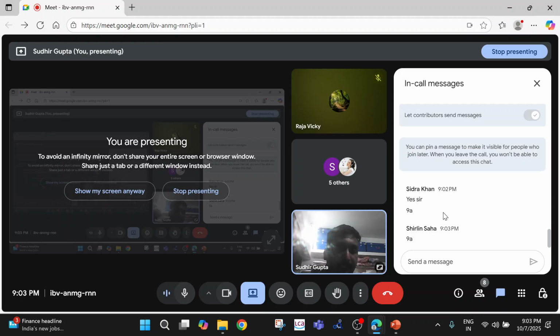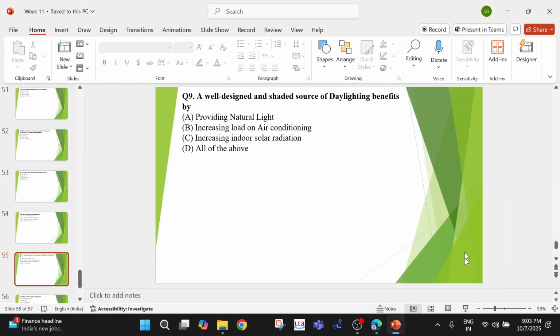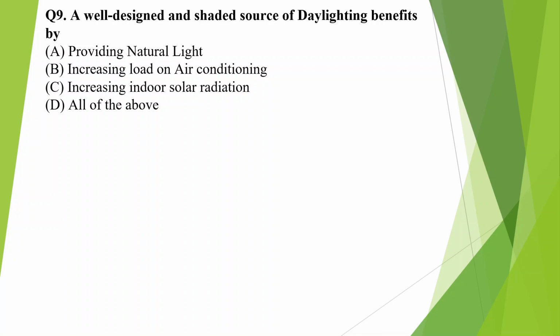Yeah, as I can see, it's Sidra and Celine, Gulf Power. Yeah, now Ayaba was also put into the picture. 9A. Most of you have marked 9A. And let me tell you all that you are absolutely correct. 9A is the correct answer. Properly shaded daylight reduces artificial lighting, that you know very well, while avoiding excess heat and solar gain, improving energy efficiency as well. That's why option A was the correct answer for question number 9.